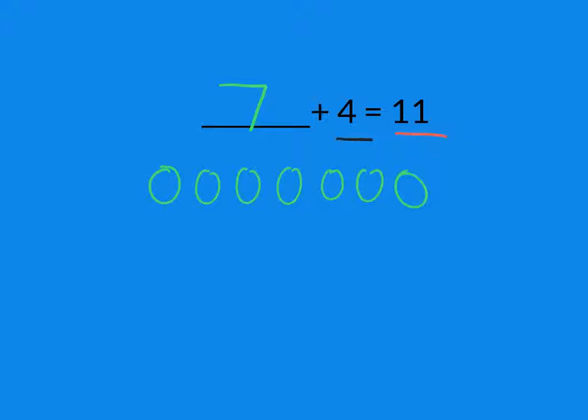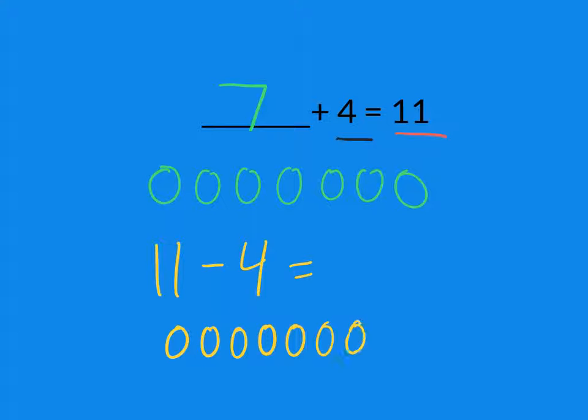Now I'm going to use subtraction to make sure, just to check my answer there. So I'm going to go 11 minus 4. And remember, in subtraction, we always start with the biggest number. So I'm going to draw 11. 1, 2, 3, 4, 5, 6, 7, 8, 9, 10, 11. I'm going to cross off the 4. And now let's see how many we have left. 1, 2, 3, 4, 5, 6, 7. So I got the exact same as above. So I know that my answer is correct. And I found my missing addend.